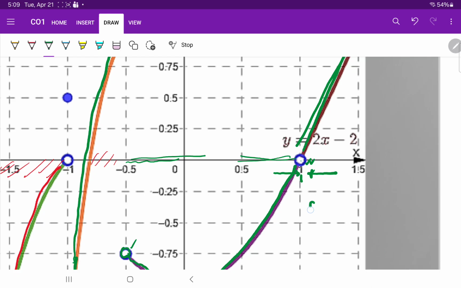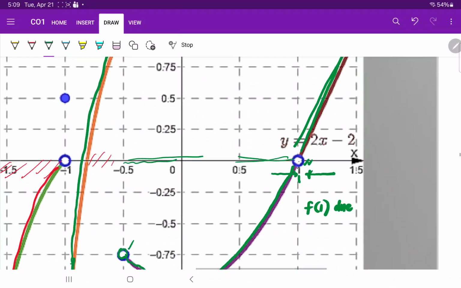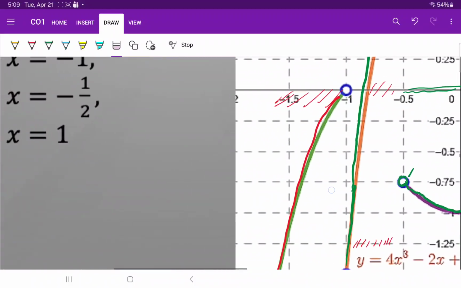But f of 1, what is f of 1? It does not exist because the point here is not included. It's an open circle. Since it's an open circle, when x equals 1, y does not exist. So that's why it's discontinuous at x equals 1.